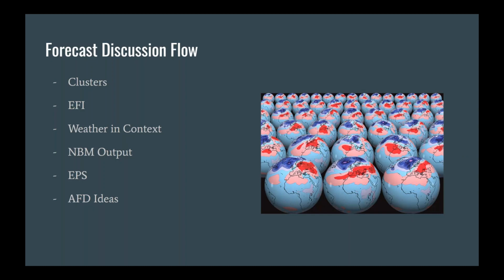I'll discuss the weather and context tool and how we can utilize that to find NBM forecasts that are climatologically anomalous very quickly. We'll go through some NBM output and some different ways to look at that. Then we're going to look at the EPS output using WeatherBell.